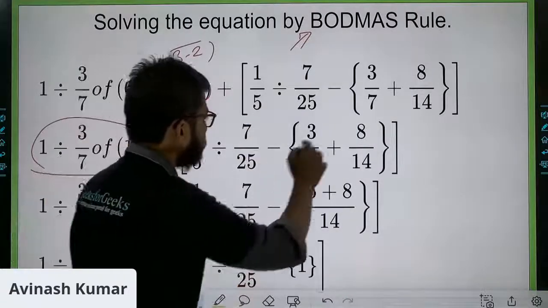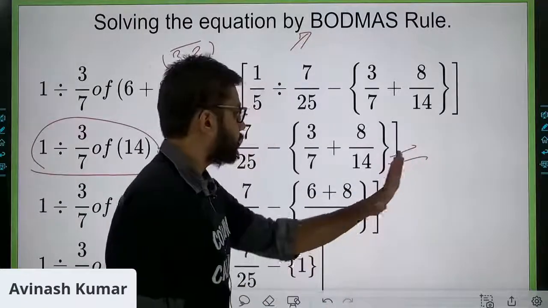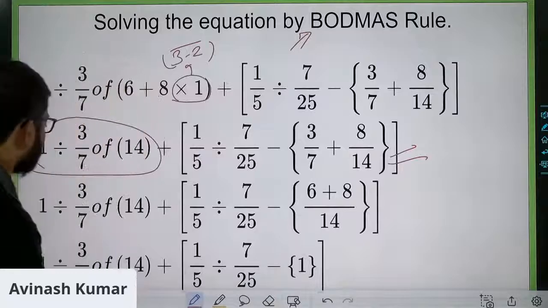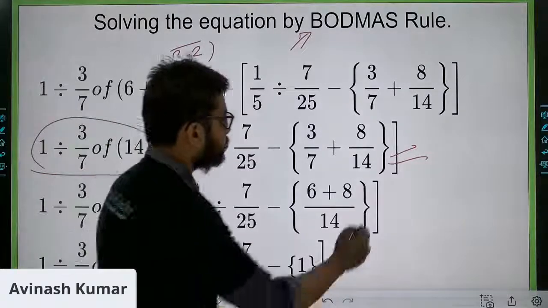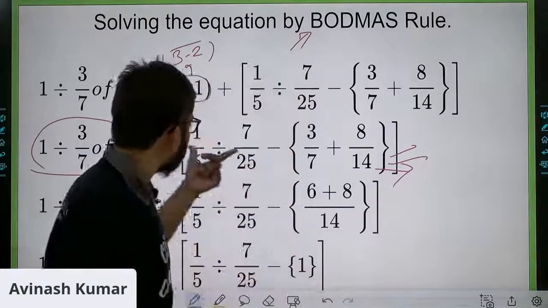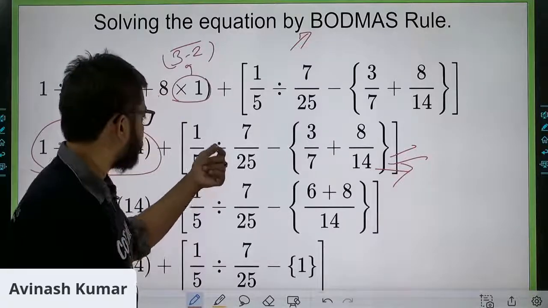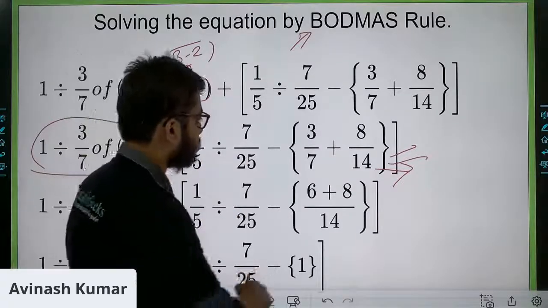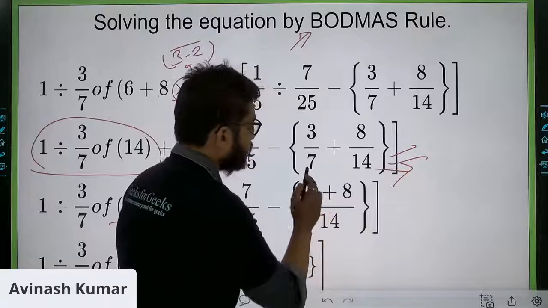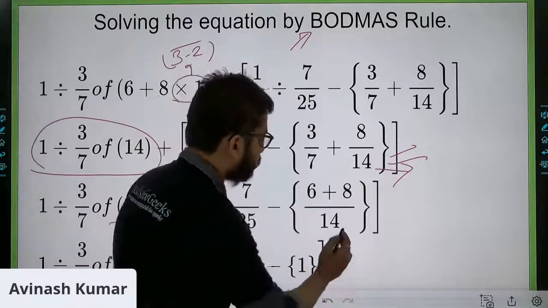Now I'm moving forward. This part I just copy paste as it is; I'm not disturbing any of that. Now it's time to work on this part: 1 divided by 5 divided by 7 by 25 minus. Now I am going to work on this part. The LCM of 7 and 14 will be 14.